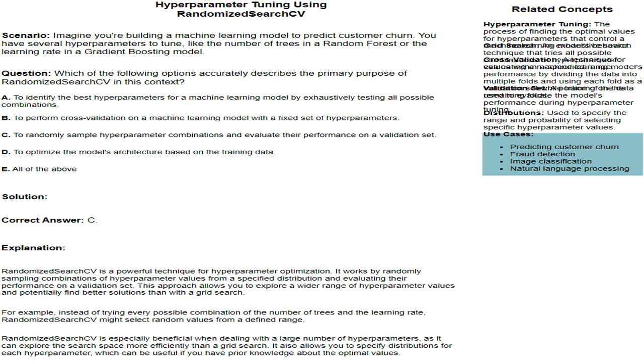Image classification. Hyperparameter tuning plays a crucial role in achieving high accuracy in image classification models. Fine-tuning hyperparameters like the number of layers in a convolutional neural network can enhance the model's ability to distinguish between different image categories.